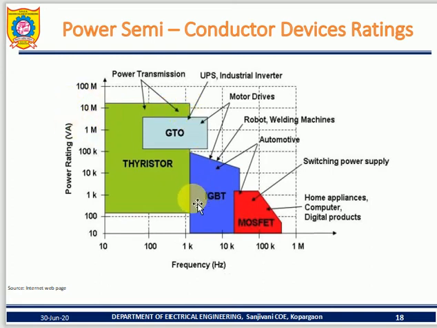You can use a thyristor. It is available from about 100 watt, 1 kilowatt, 100 kilowatt, 1 megawatt, up to 10 megawatt capacity. It is controlled on, uncontrolled off. Suppose I need controlled on and controlled off, then you can go for the GTO. The GTO will operate in the 1 megawatt range.